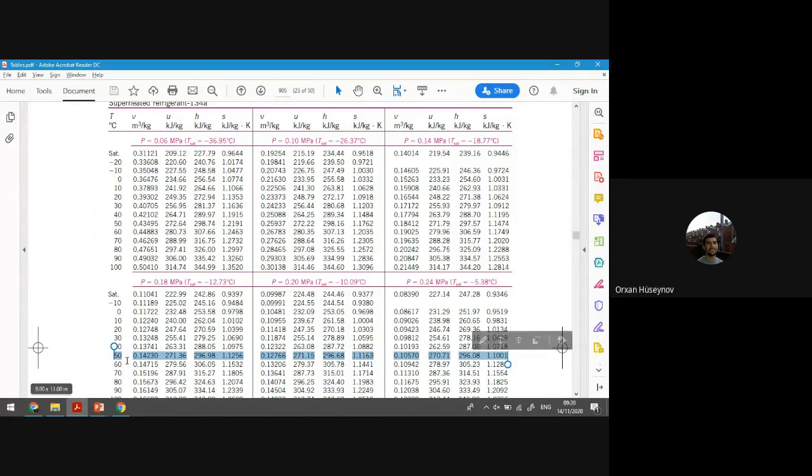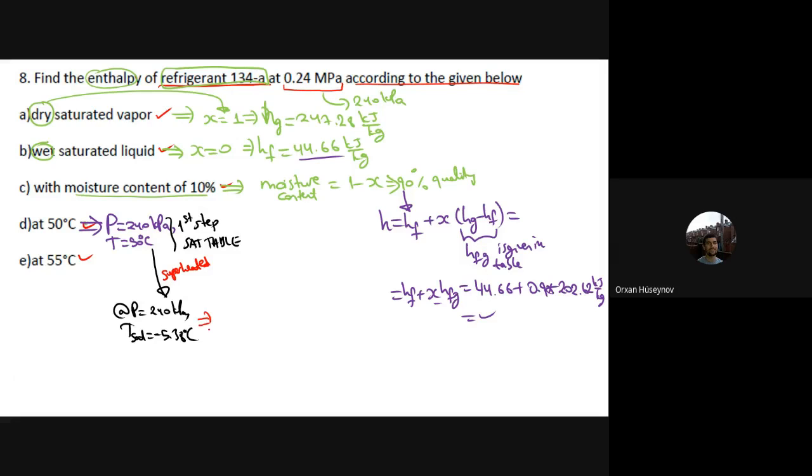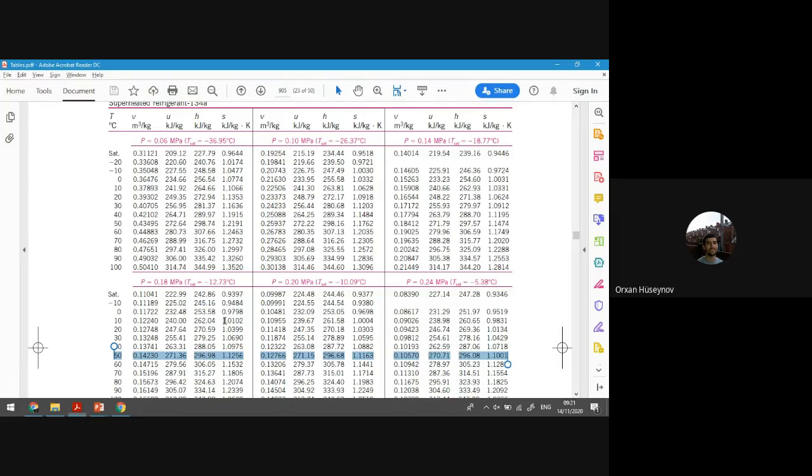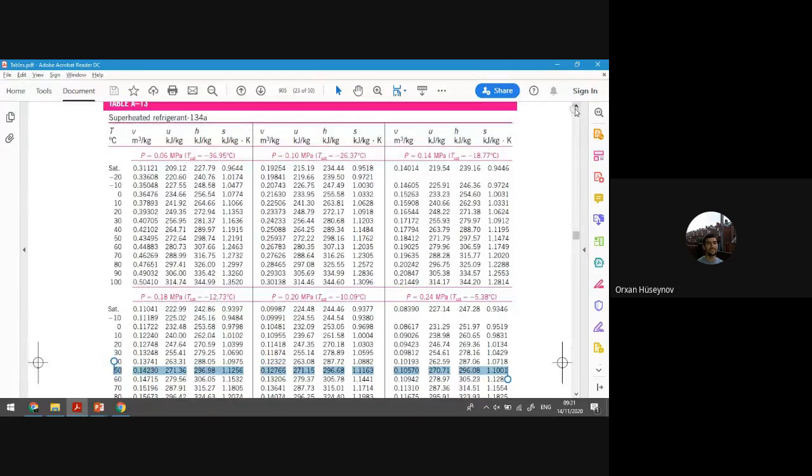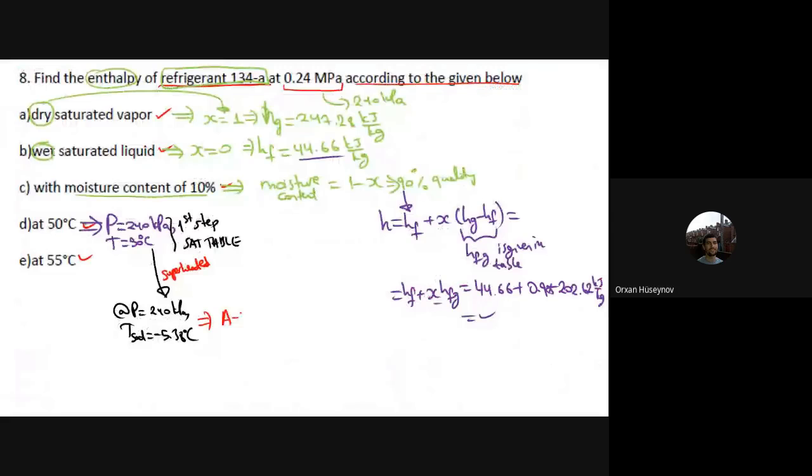You can see for the 50 degrees Celsius row, the column for enthalpy is this part, which is 296, and the pressure is the important one because you have to look in the table for the pressure 0.24 megapascals. So if I do that, I will get from the table the enthalpy value, which becomes 296.08 kilojoules per kilogram.